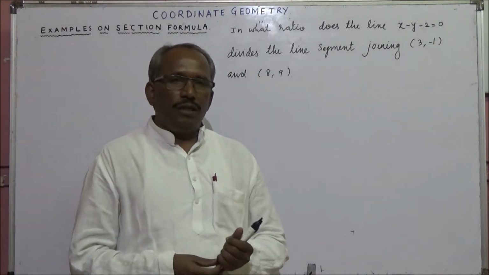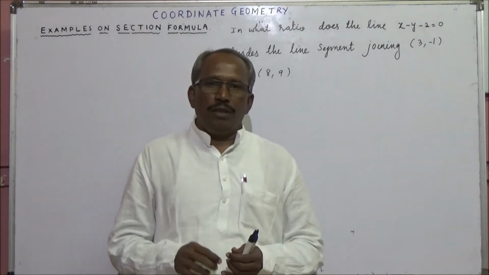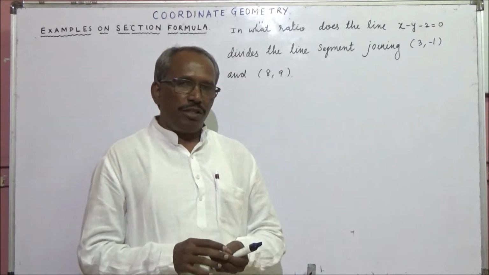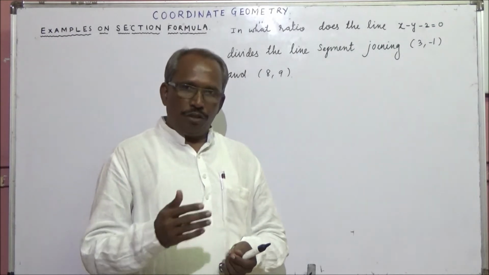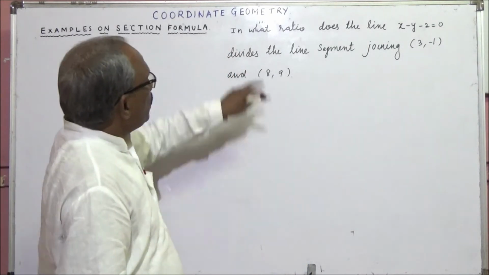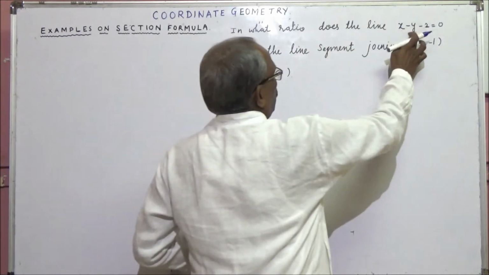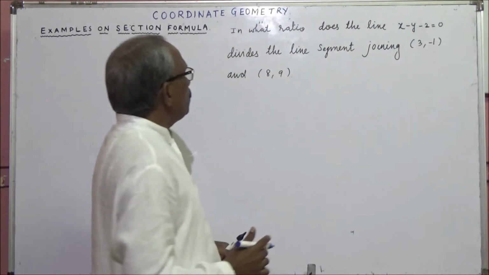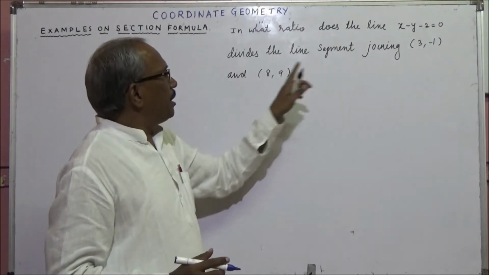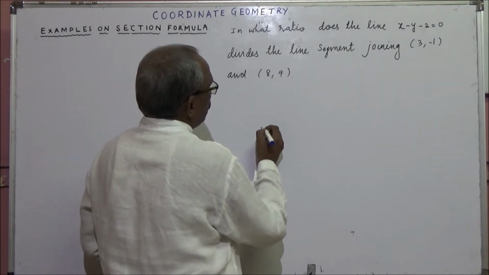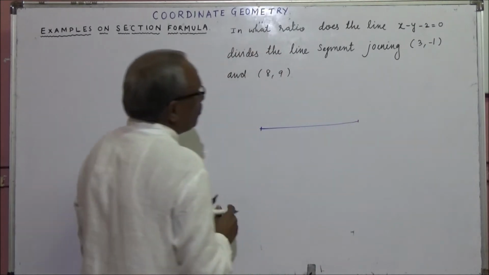Okay, dear students, let us solve one more important question which was asked in board examination on section formula. So let us see here, in what ratio does the line x minus y minus 2 is equal to 0 divide the line segment joining these 2 points? So see here, what is given here? One line segment is there.